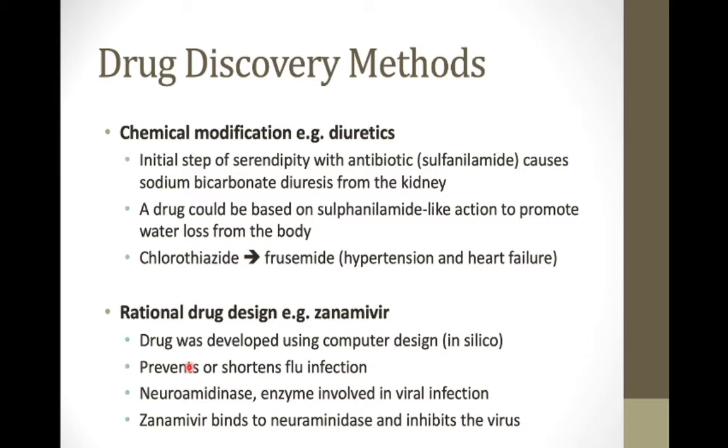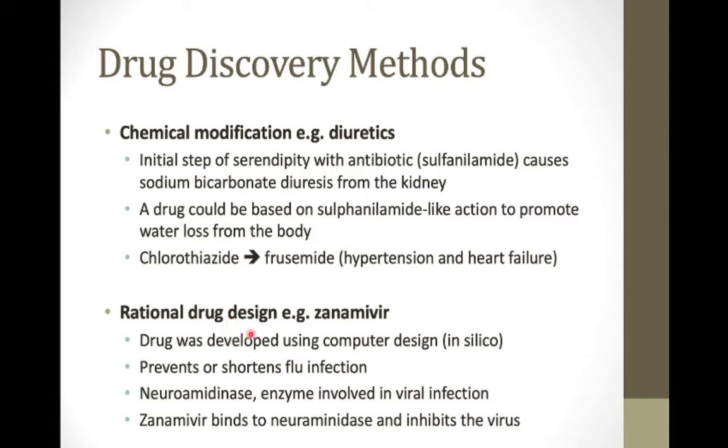Focusing now on the drug discovery methods, an important group of drugs which have been made by chemical modification are known as diuretics. The initial steps were through serendipity with the antibiotic known as sulfonamide, which causes sodium bicarbonate diuresis from the kidneys. Now the drug could be based on this sulfonamide-like action, as this promotes water loss from the body. And so they took the drug, known as chlorothiazide, and they made another drug called furosemide, which is used today in the treatment of hypertension and heart failure to promote water loss.